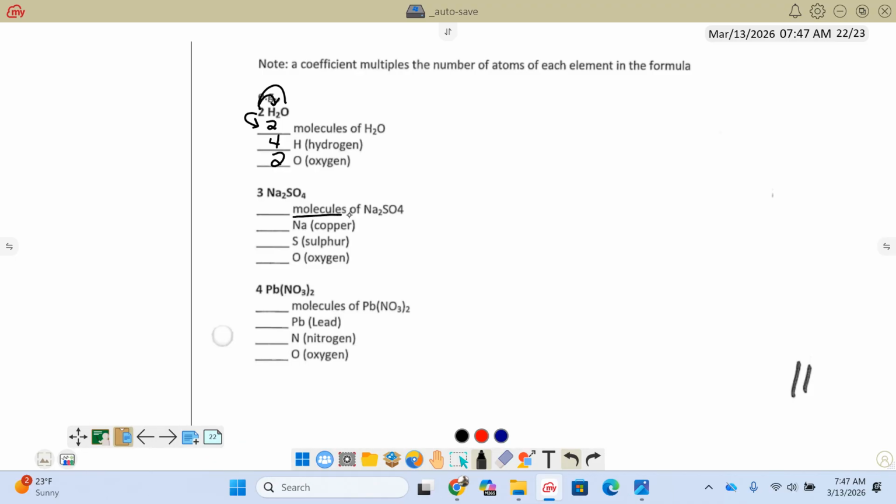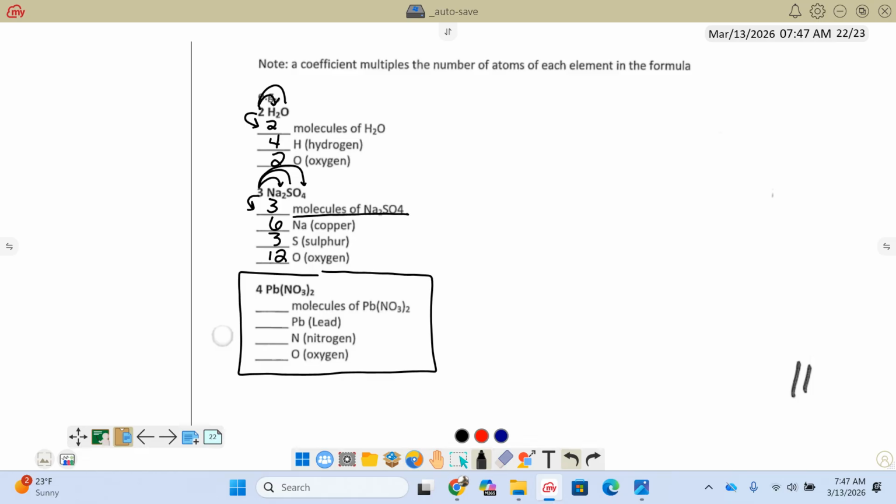All right, molecules for sodium sulfate. There's 3, so we just write the 3. That's easy. Distribute the 3 down to your sodium. 2 times 3 would be 6. Your 3 distributes down to the sulfur. 3 times 1 is 3. And your 3 distributes down to the oxygen. 3 times 4 equals 12. I would like you to do this on your own right now. Press pause and complete that activity just as we did in these previous examples.